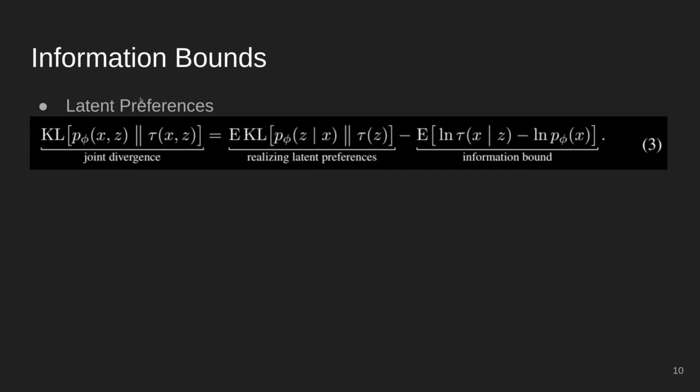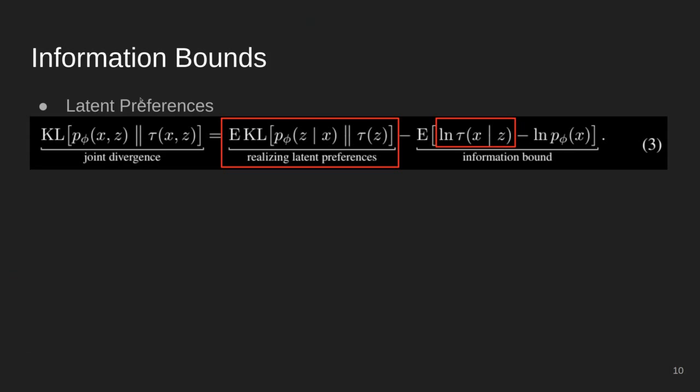And the first term is basically a regularizer to keep the belief over latent variables close to the marginal tau. And the second term in general is the variational bound.